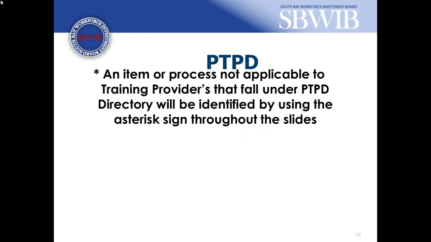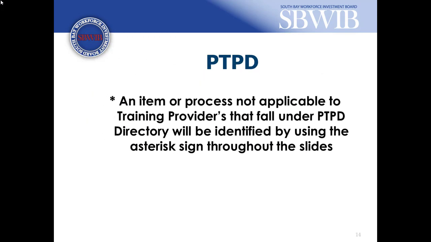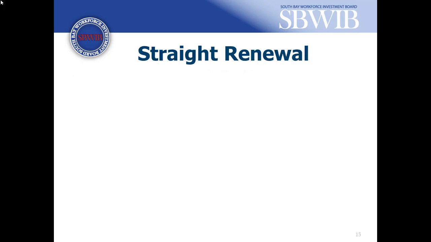Before we move on to discuss required forms and documents needed for certain changes in addition to renewing the contract, please note that an asterisk will be placed next to a process or item not needed or applicable to training providers that fall under the PTPD directory, which are for public institutions and higher education such as colleges and universities.